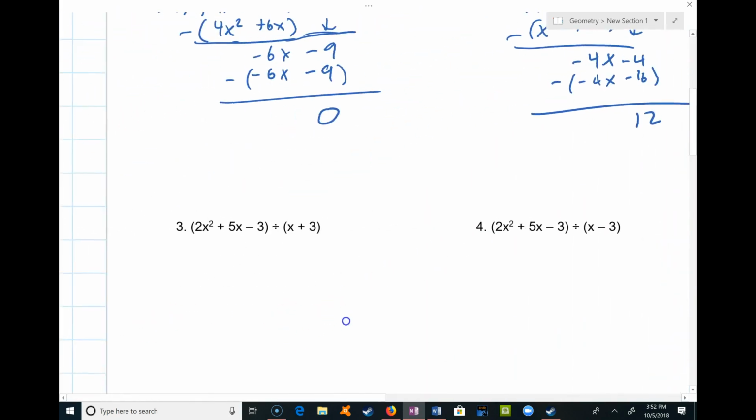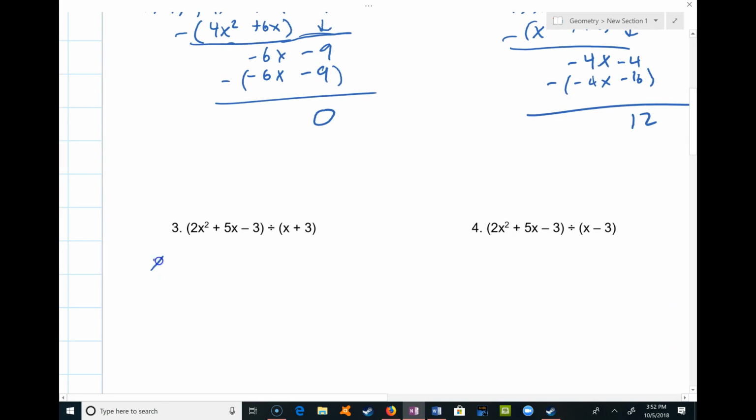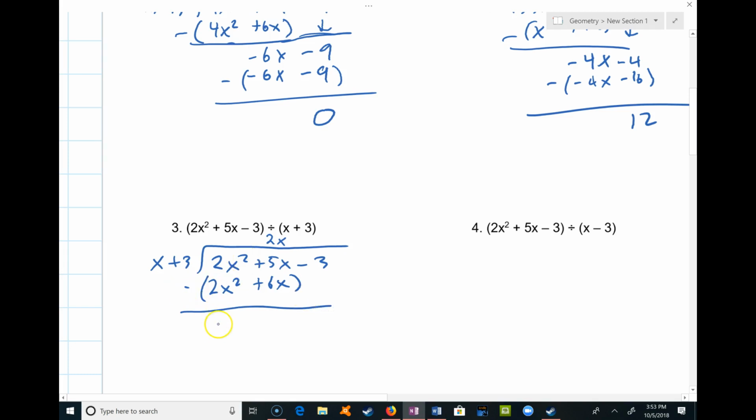Okay, let's do a couple more of these. So we're going to divide x plus 3 into 2x squared plus 5x minus 3. And once again, I say what times x is 2x squared? That would be 2x. 2x times x is 2x squared. 2x times 3 is positive 6x. Then I subtract. 2x squared minus 2x squared is 0. 5x minus 6x would be negative x. Bring down the negative 3. And I say what times x is negative x? That would be negative 1. Negative 1 times x is negative x. Negative 1 times 3 is negative 3.